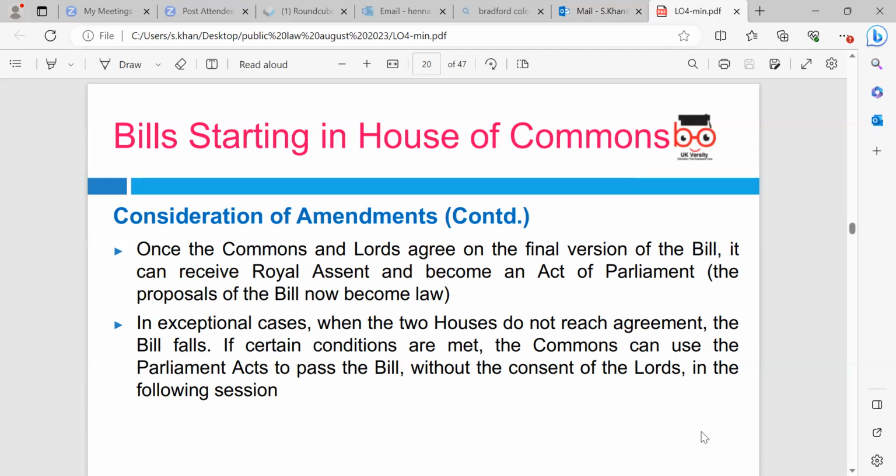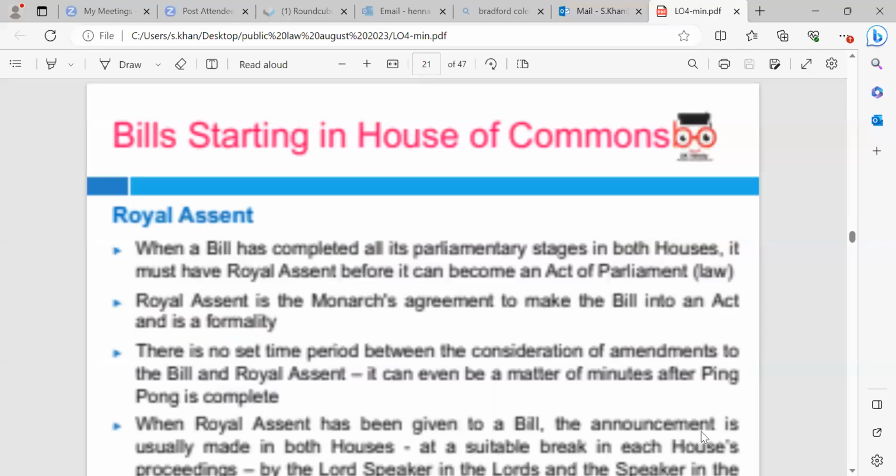So, consideration of amendments continued. Once the Commons and Lords agree on the final version of the bill, it can then receive royal assent and become an act of Parliament. The proposals of the bill now become law. In exceptional cases, when the two houses do not reach an agreement, the bill falls. If certain conditions are met, the Commons can use the Parliament Acts to pass the bill without the consent of the Lords in the following session.